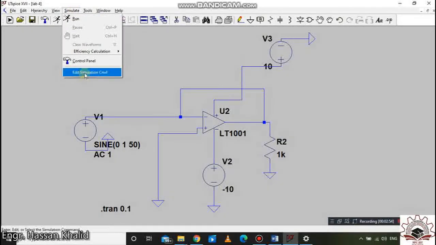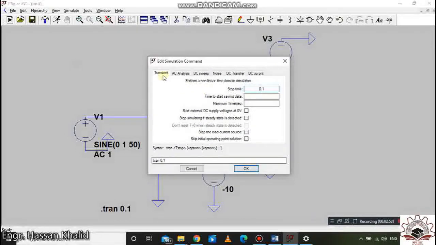Go to the simulation toolbar, edit the simulation command, and there are different types of analysis. Since we are performing the transient analysis at this point, we will enter 0.1 second as the stop time, because our frequency is 50 hertz. You can also calculate it by doing the math. 1 over f is equal to the time period, and your stop time should be greater than this value. 1 over 50 will be in the milliseconds. So my stop time is 0.1, and the simulation will stop at 0.1 second. I hope there will be a considerable number of cycles to understand your simulation result.